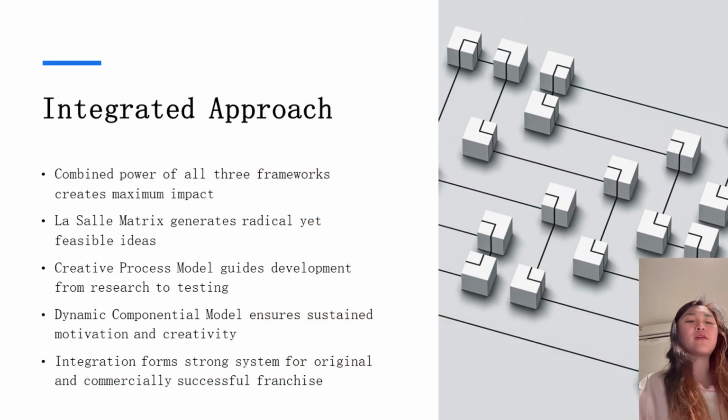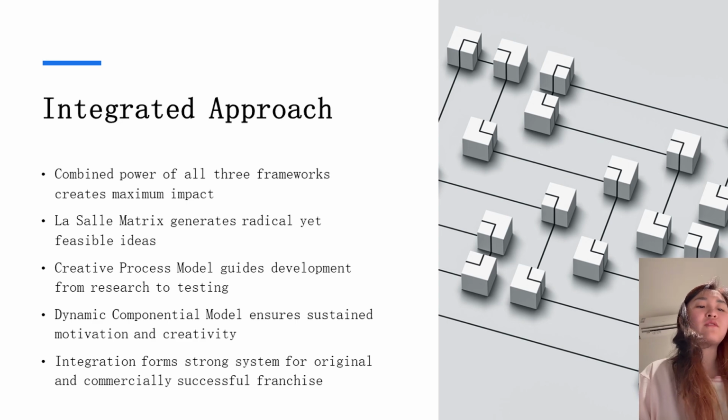Though each framework is valuable in its own way, their actual power can be seen when they are used together. The innovation matrix has a way of coming up with flexible ideas. These ideas are developed by the creative process model through research to testing. Lastly, the componential model will guarantee that the organization remains motivated, meaningful, and creative in the long run.